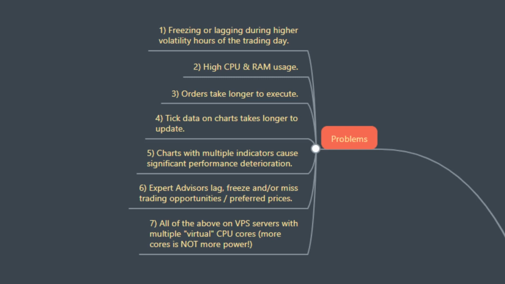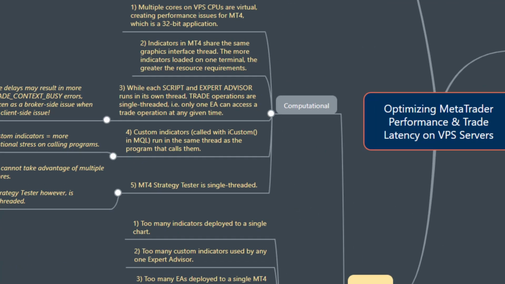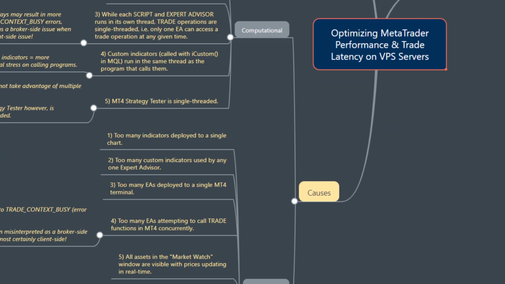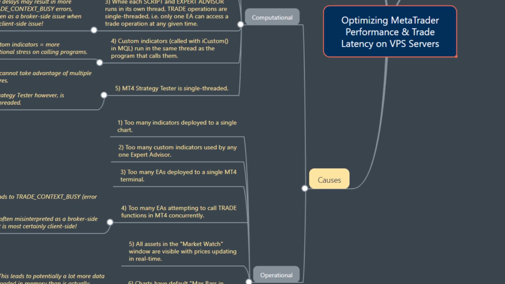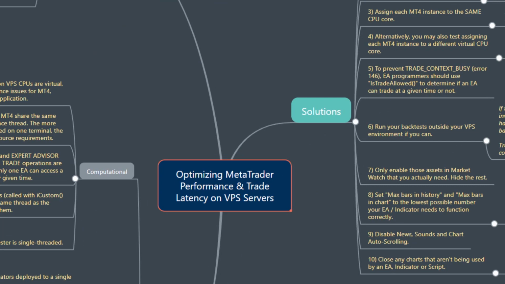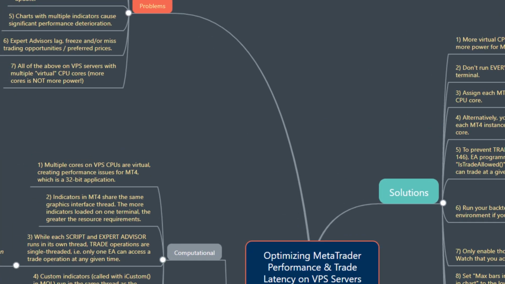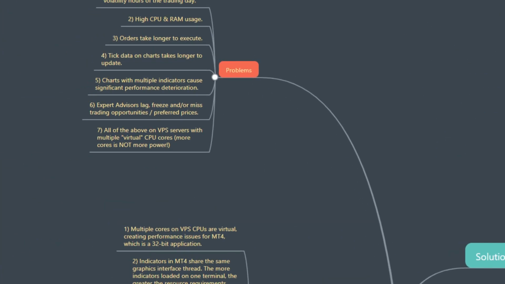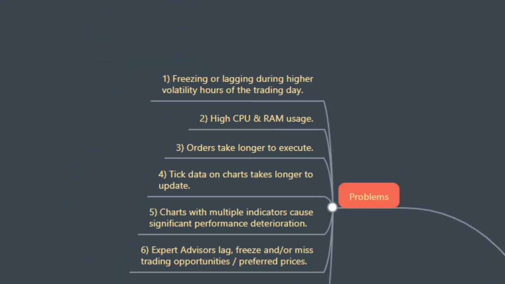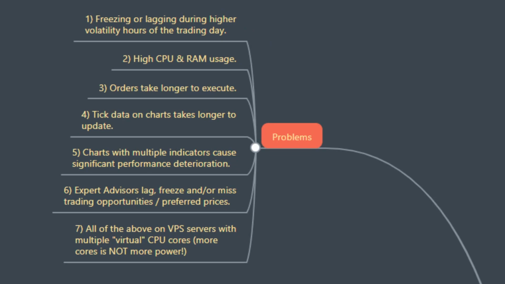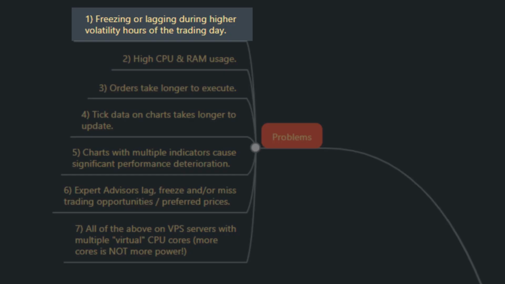So in today's tutorial, we'll focus on the things that can happen to a MetaTrader instance or a number of MetaTrader instances on a VPS server, common problems, causes of those problems. We've divided those causes into computational and operational, and how you can go about resolving those issues to obtain significantly better performance out of your MetaTrader environments on VPS servers using Windows operating system variants. So a list of problems that we've compiled based on feedback we've received from users tends to be along these lines. Freezing or lagging during higher volatility hours of the trading day is an issue experienced by some users.